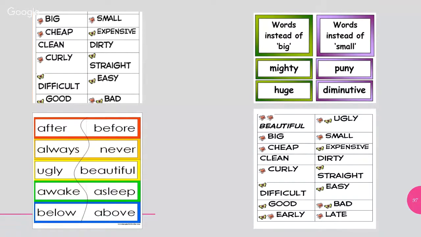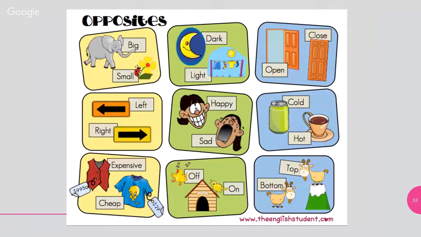Beautiful, ugly, big, small, cheap, expensive, early, late, difficult, easy, big, small, dark, light, close, open, left, right, happy, sad, cold, hot, expensive, cheap, off, on, top, bottom. So in the exam, we will give you 2 words for synonyms, 2 words for antonyms. You will have to just write the synonym of the given word and the antonym of the given words. We give two for synonym and two for antonym.